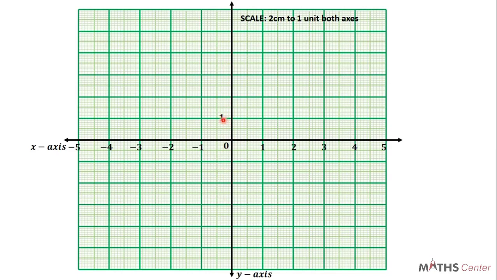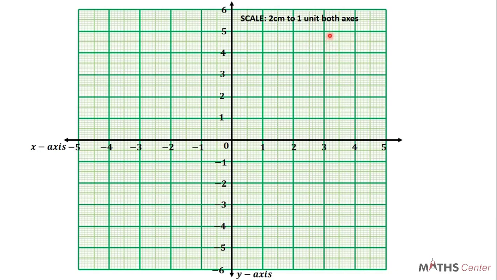So we have 1 here, the next one will be 2, the next one is 3, the next one is 4, the next one is 5, and the next one is 6. In the same way, on the negative part, you have -1, -2, -3, -4, -5, and -6. So we have now numbered both our x-axis and the y-axis.